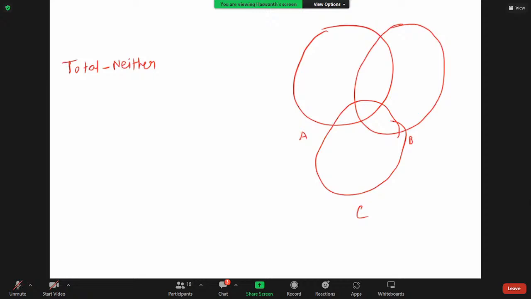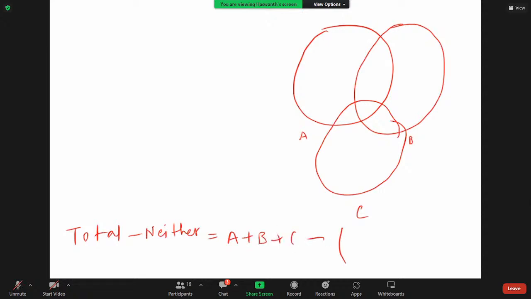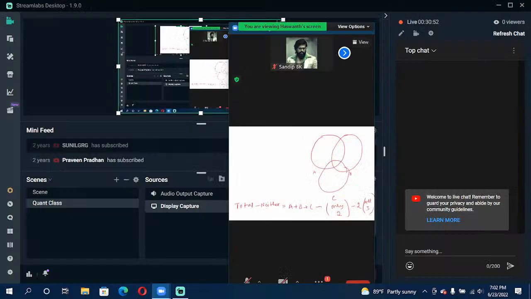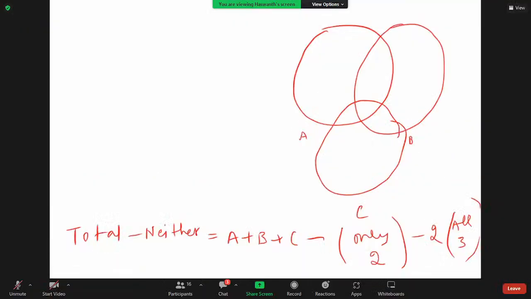is equal to A plus B plus C minus only 2. So first look at this formula, then we will discuss these terms. Total minus neither is equal to A plus B plus C minus only 2 minus twice all 3.